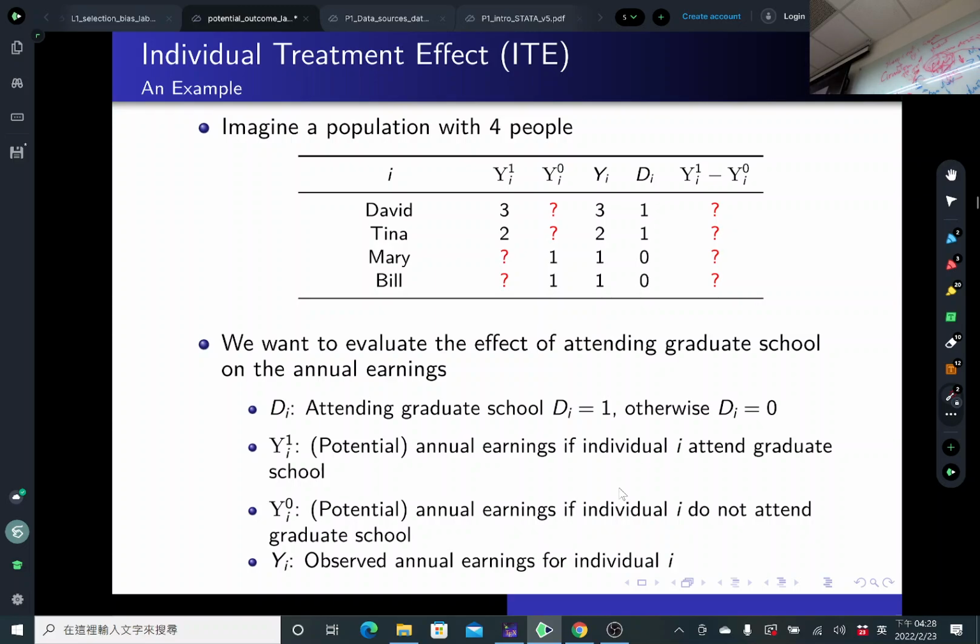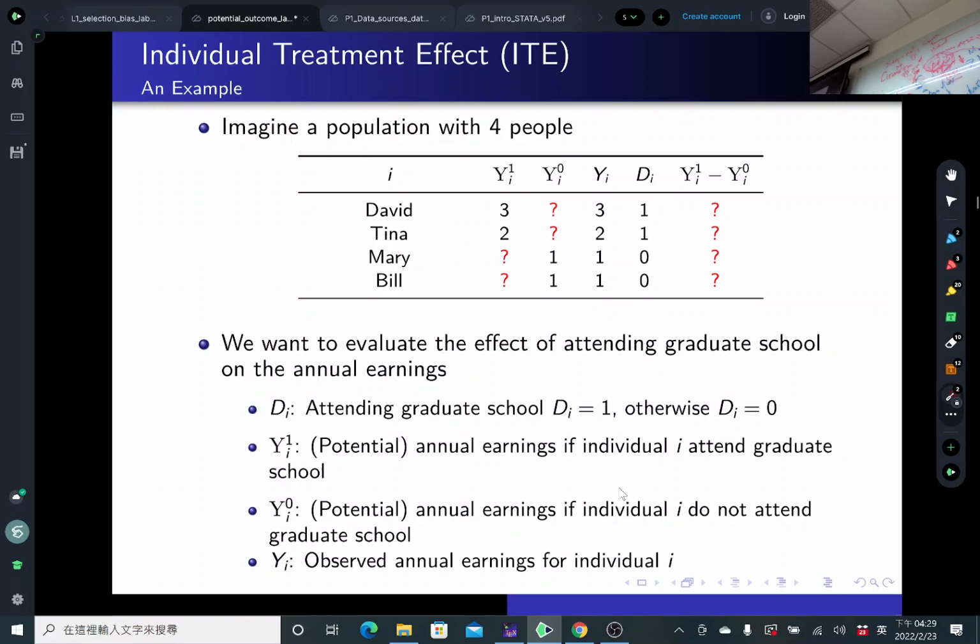Yeah, I again use the example of evaluating the effect of attending grade school on annual earnings. Imagine there are 4 people we want to know about: David, Tina, Mary, and Bill. D is the treatment, as we just described: attending grade school or not. If they attend grade school, D is equal to 1, and otherwise it's 0.